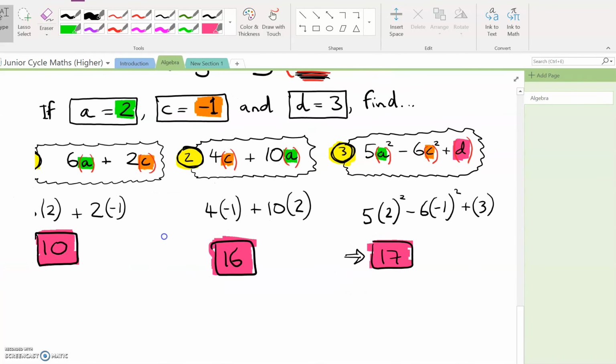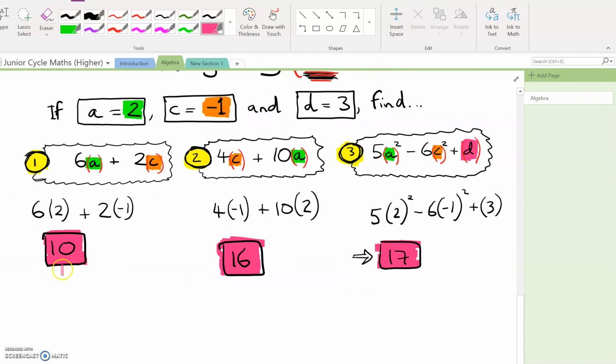Let's take a look at those 3 answers again. The answer to question 1 was 10. The answer to question 2 was 16. And the answer to question 3 was 17. If you made any mistakes, how about going back over what you made and see if you can make the changes? Fix your question, fix your answer so that it's right now.